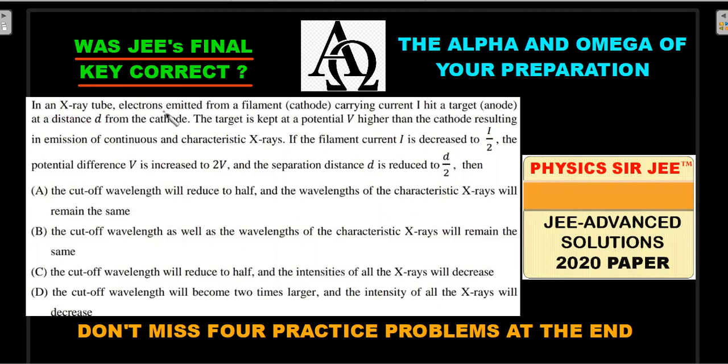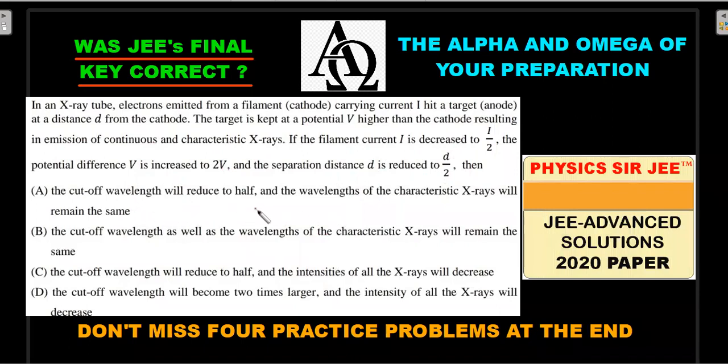In an X-ray tube, electrons emitted from a filament, that is a cathode, carrying current I, hit an anode at a distance d from the cathode. The target is kept at potential V higher than the cathode, resulting in emission of continuous and characteristic X-rays. If the filament current I is decreased to I by 2, the potential difference applied between cathode and anode is increased to 2V, and the separation d is reduced to d by 2, three changes he has made, then he has given 4 possible options, of which one or more than one may be correct. There is negative marking also, which you should be very well aware of.